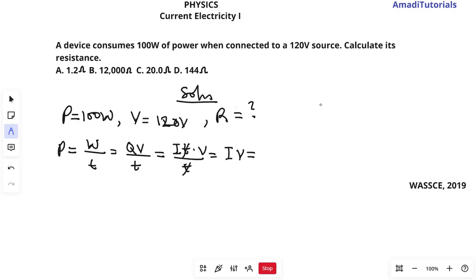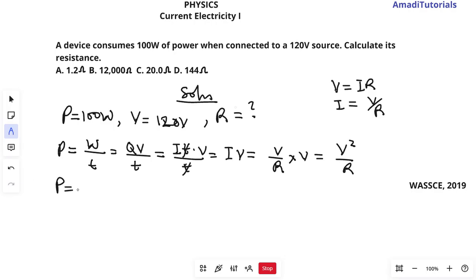From Ohm's law, V equals IR. If you make I the subject, I will be what? V over R. So if you substitute that here, you now have V over R times another V. So in the end, you have V squared over R. So this is the relationship between P, V, and R. So I write it out properly: P equals V squared over R.